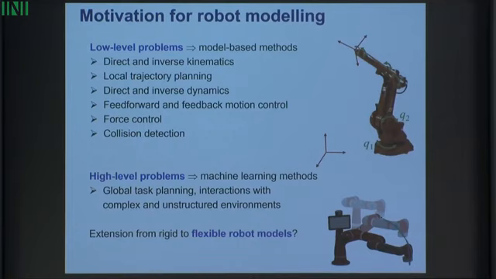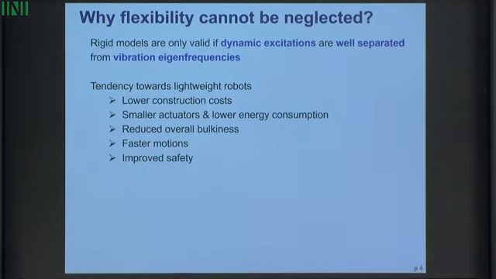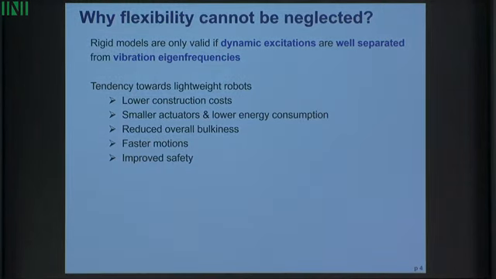In our research lab, we are very much interested in problems related to flexibility in the joints and links of robots, and I will motivate this a bit. In this slide you see a few pictures of very lightweight robots, and in these applications, vibration problems cannot be neglected anymore. Why? Because in these machines, the dynamic excitation really interacts with the natural frequencies of vibration.